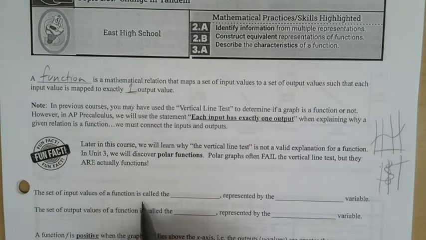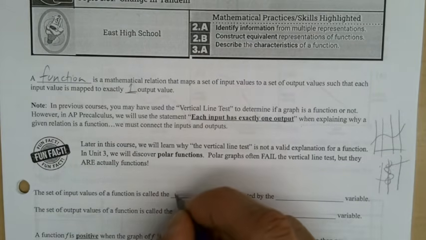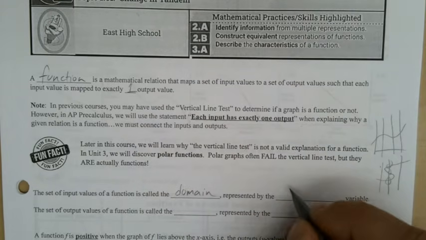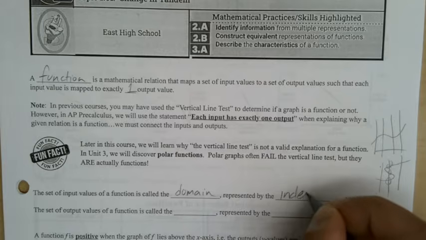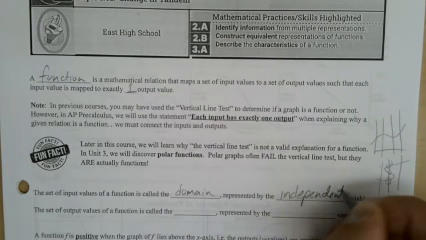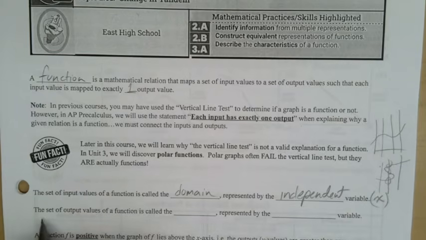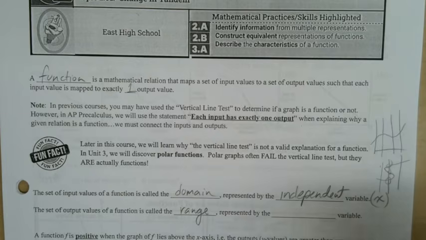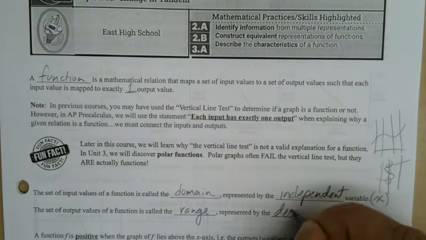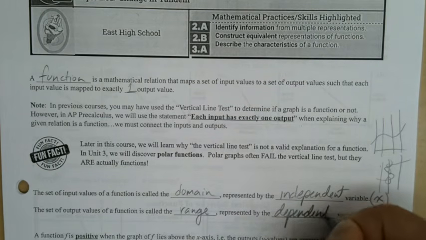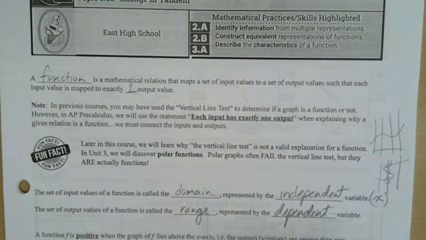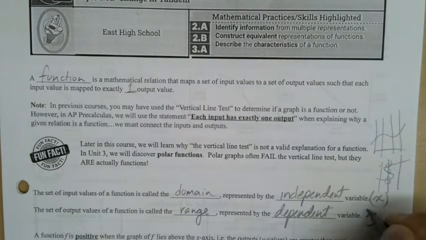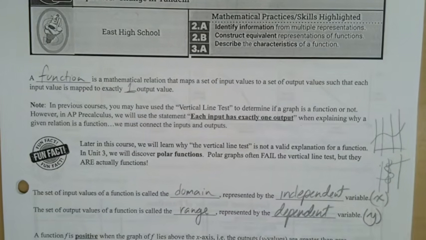Now, another set of vocabulary words here. Input values are the domain. Those domains represent the independent variable, which is our x variable. The output values are called the range. Those go vertically on a graph. They are the dependent variables. They are impacted by the input. So that gives us our output or y variable.